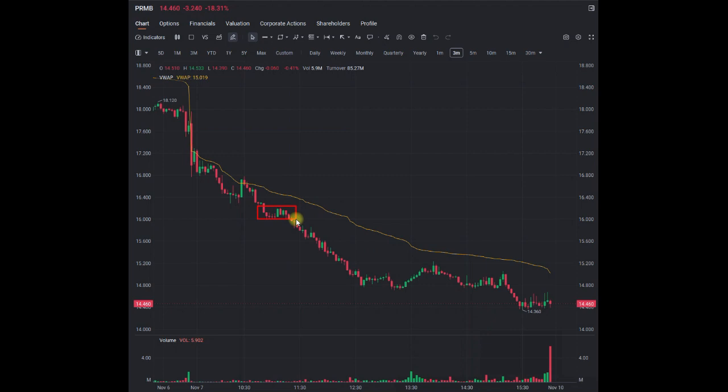So in this case, you can clearly see very, very little risk on the trade here, anywhere between 16 and 16.20, and the stock drops $1.50. So we risk 20 cents on the trade to get 150 cents. That's a 1 to 7 risk reward. Now, when the reward is over 1 to 3, that's great.